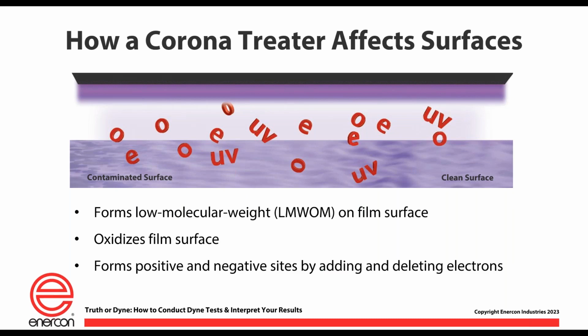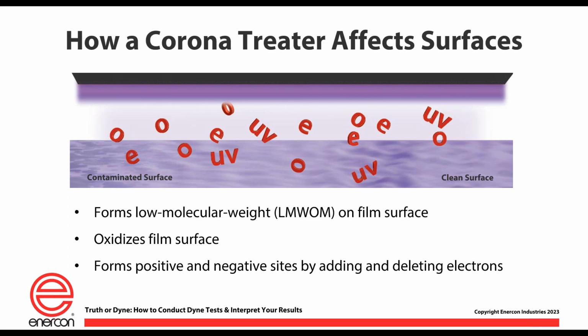So with that in mind, what does a treater do? What do corona treatment, flame treatment, or atmospheric plasma treatment do to the surface? Essentially, they oxidize the film surface. They provide an oxygen component to a surface that otherwise has little or no oxygen. At the same time, through adding and deleting electrons and just through the discharge process in and of itself, it will clean that surface and remove any of those additives sitting on the surface, impeding the liquid's ability to wet. That's essentially it.